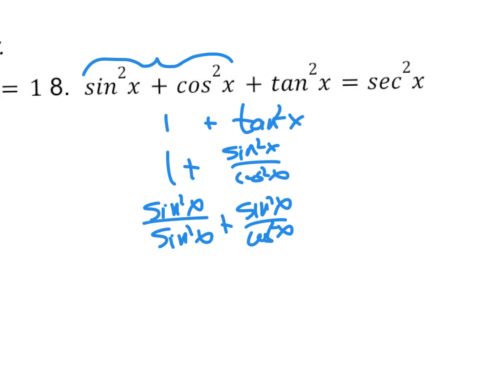I shouldn't have done that either. Sorry about that, I did it again. I need the denominators to be the same. It's going to be cosine squared over cosine squared. That's what 1 is.